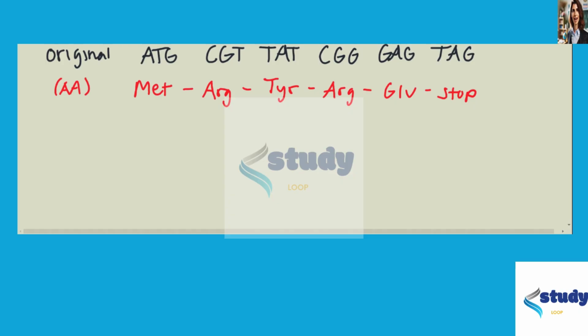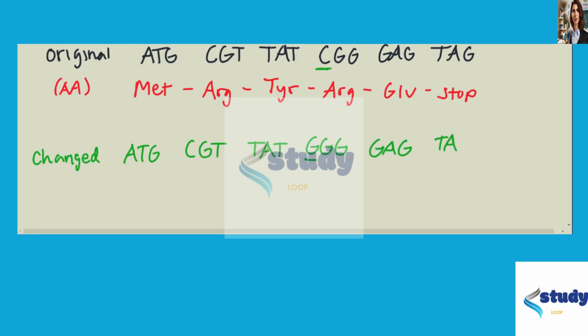Okay, so here is our changed sequence, where we had a point mutation. And that point mutation actually occurs here at the C position. So let's check the new sequence. In this new sequence, we have ATG as normal, CGT, TAT. We have the change from C to G. So here's the new change with the triple G. We have GAG, and we have TAG.